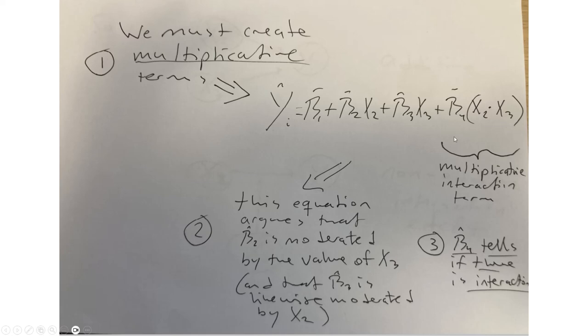We are going to have a specific coefficient, beta 4, and beta 4 is going to tell us about the interaction effect. So this equation argues that beta 2 is moderated by the value of x3, and also that beta 3 is moderated by the values of x2. And beta 4, the coefficient here for the interaction term, tells us if there is interaction. And the significance test for beta 4 will tell us if the statistical interaction is significant.